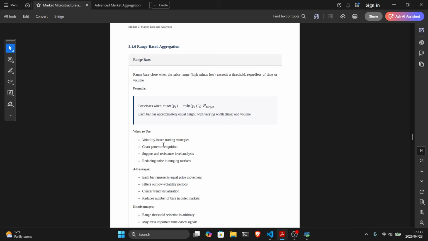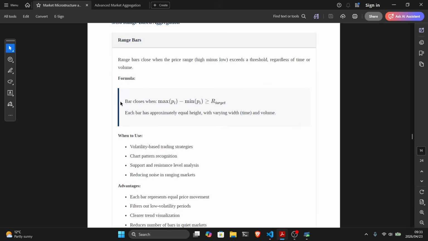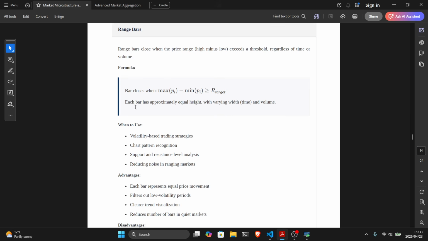Now, what is a range bar aggregation? Range bars close when the price range exceeds a threshold, regardless of time or volume. The formula: the bar closes when max of P sub i minus min of P sub i is greater than or equal to R sub target. Each bar has approximately equal height with varying width, time, and volume.